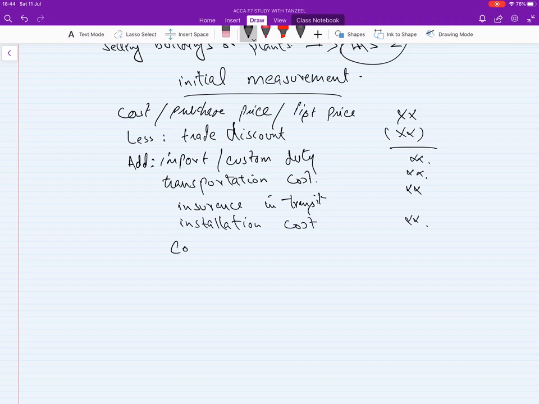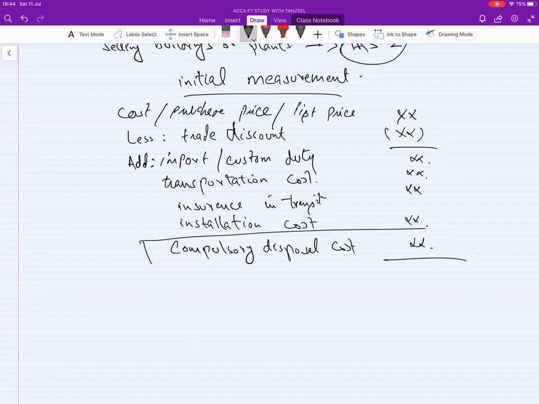And the last one is compulsory disposal cost. Compulsory disposal cost, I will let you know by the end of the lecture. I will do some questions on this, so just leave it for the time being. I'll just give you a full idea: compulsory disposal cost or decommissioning cost.